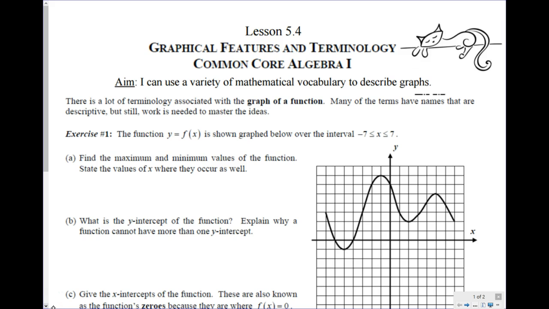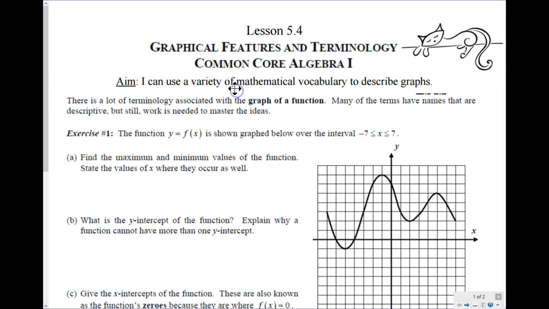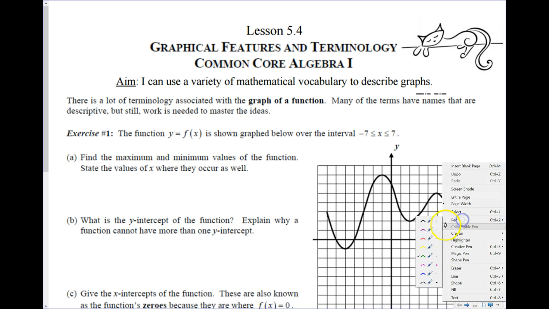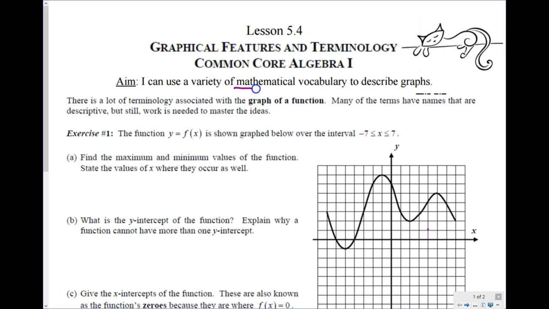Alright, lesson 5.4 gets into a lot of vocabulary when it comes to graphing functions and the graph of functions. The name of this lesson is Graphical Features and Terminology, and your aim today is: I can use a variety of mathematical vocabulary to describe graphs. So the major focus of this lesson is vocabulary and describing graphs. There's a lot of terminology associated with a graph of a function. Many of the terms have names that are descriptive, but still work is needed to master the idea.